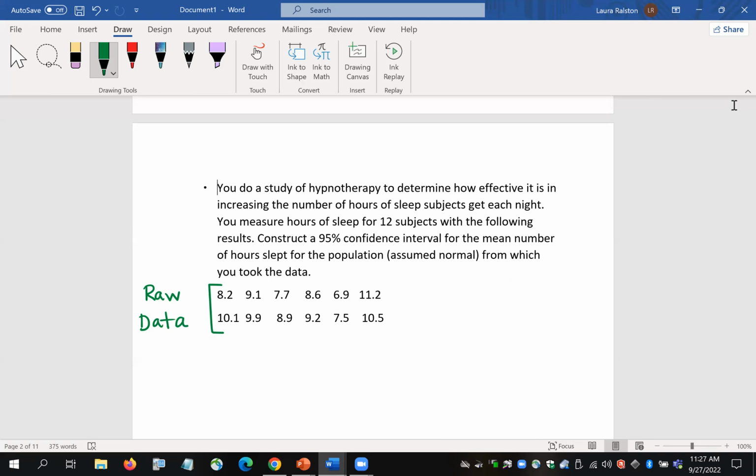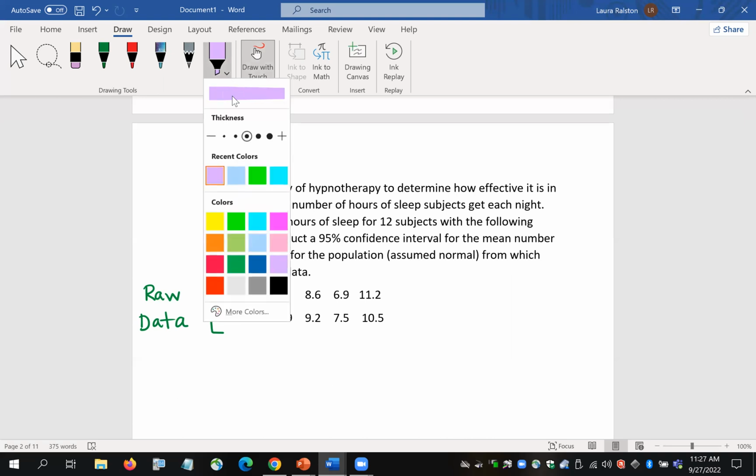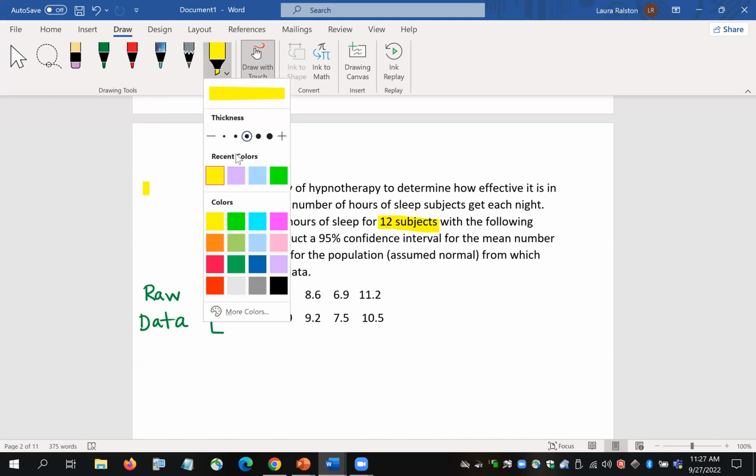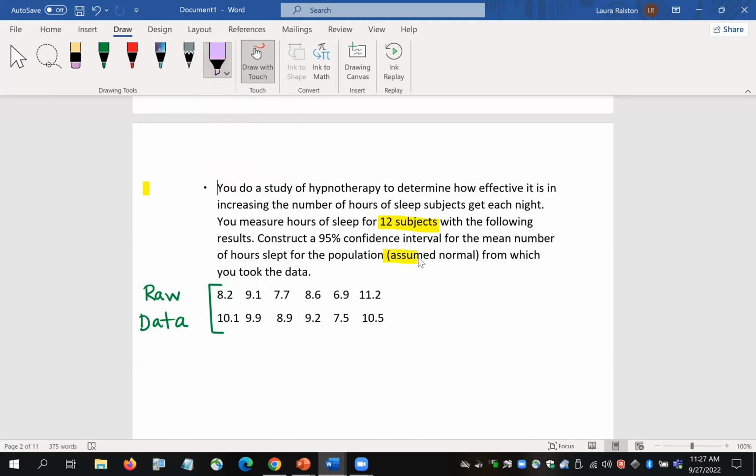A couple of things I want to point out here. One is, it does tell us that we have 12 subjects. Now, it doesn't explicitly say randomly selected or randomly sampled. We can make that assumption. Again, in this course, we would do that. The other thing that it does here is it inserts this statement, assumed normal, because in order to meet the two original conditions, we can assume there was a simple random sample, but our sample size is less than 30. So we need to know that the population was approximately normal to start with, and it does tell us that in the problem.